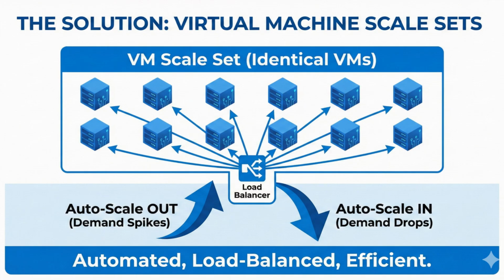Enter virtual machine scale sets. This feature lets you centrally manage a group of identical load balanced VMs. The magic here is automation. Azure can automatically increase the number of VMs when demand spikes and decrease them when things are quiet to save you money.